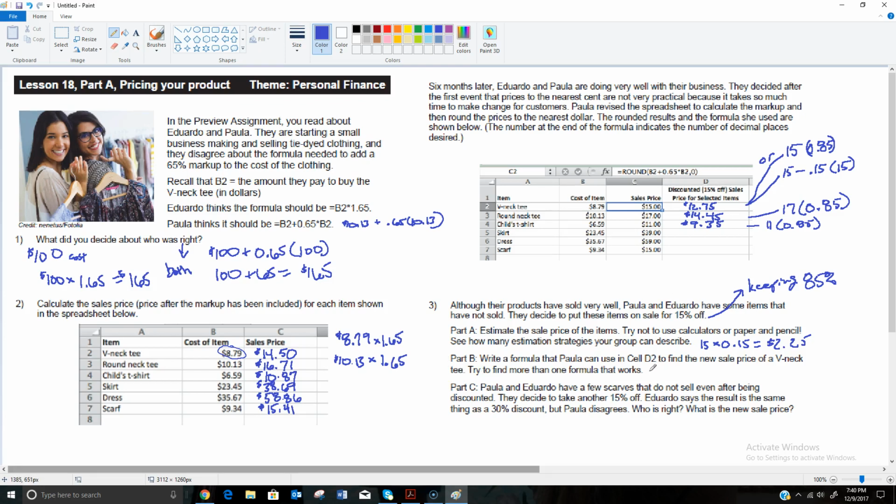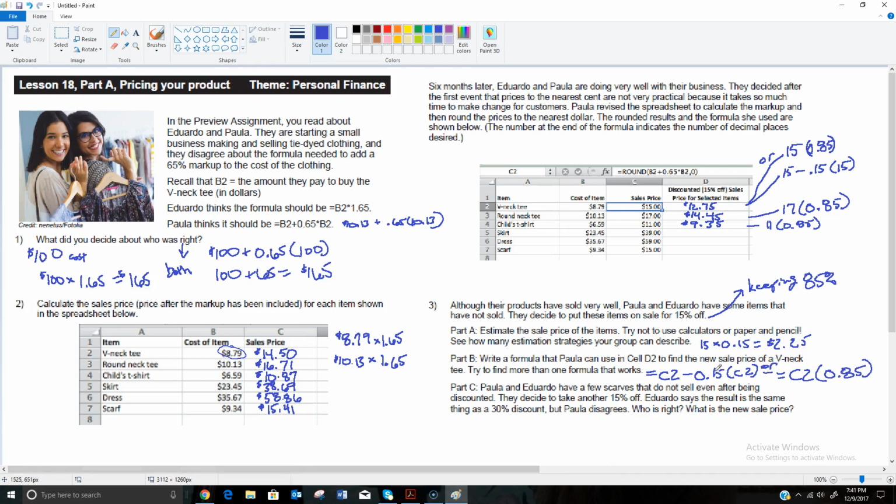So if we did Paula's method, we would do equals cell D2. So that would equal D, not D, but C2 minus 15% of C2. That would be one way to do it. The other way to do it would be just to take C2 times 0.85. And either one of those would get the same thing.